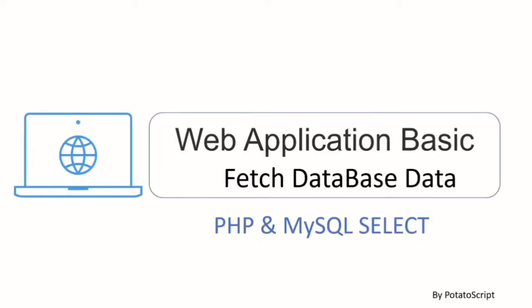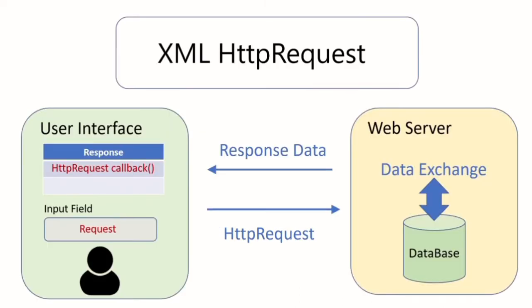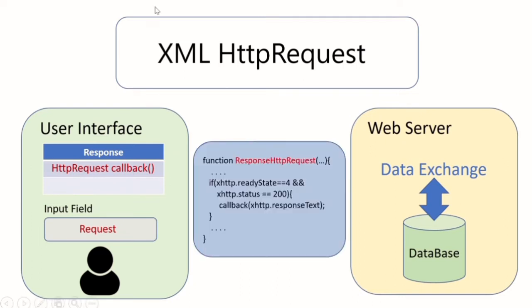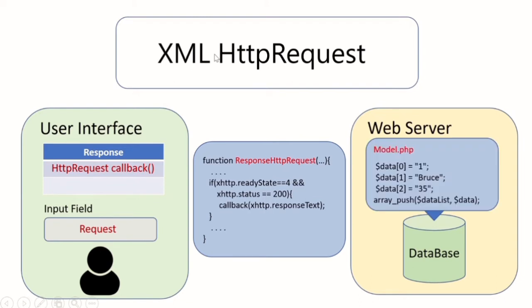Hi, this is a web application basic tutorial part 2, and I'm going to show you how to fetch the database data by using PHP and MySQL. In the last tutorial, I showed you how to use XMLHttpRequest to send the request from the user to the web server to get the hard-coded data in the model.php. In this tutorial, I'm going to show you how to use PHP with the MySQL database to actually fetch the data from the database back to the user interface.